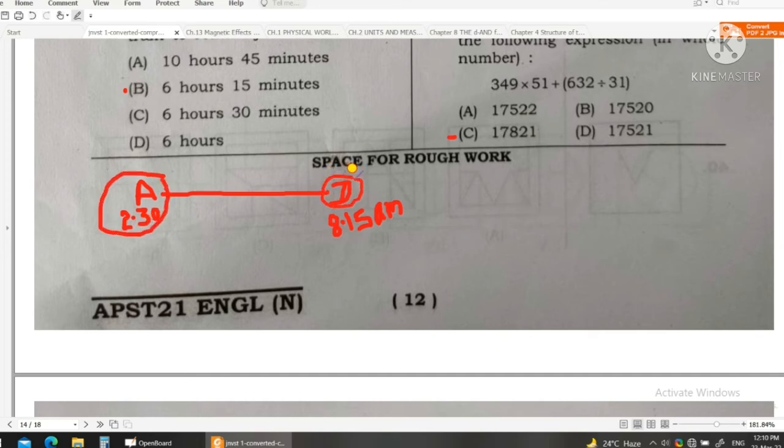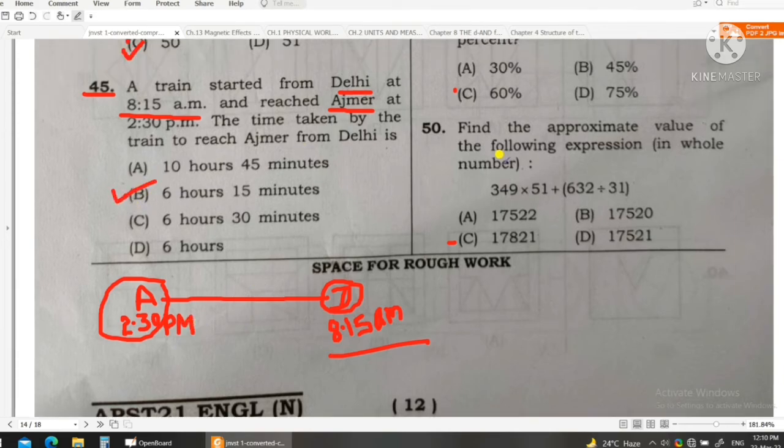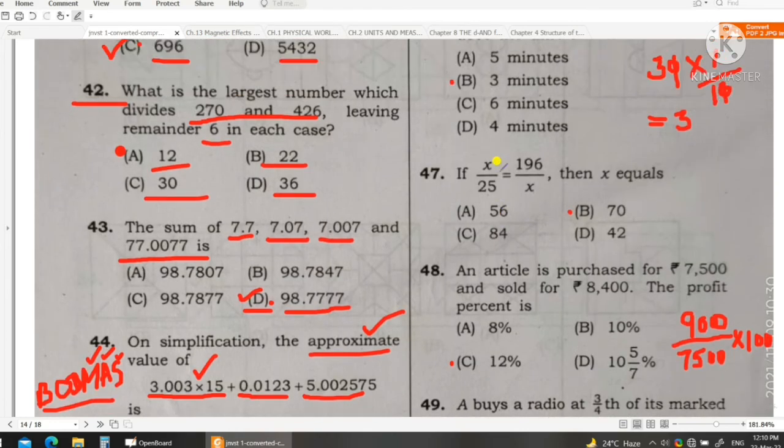Okay, from Delhi it is starting at 8:15 a.m. and it reached Ajmer at 2:30 p.m. You can easily calculate, it is 6 hours and 15 minutes. Now next question is 46.